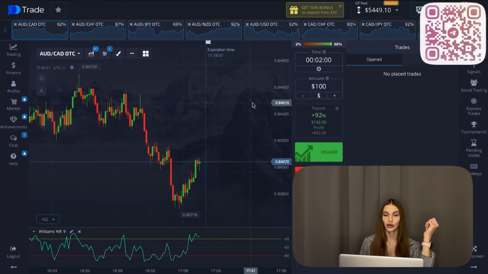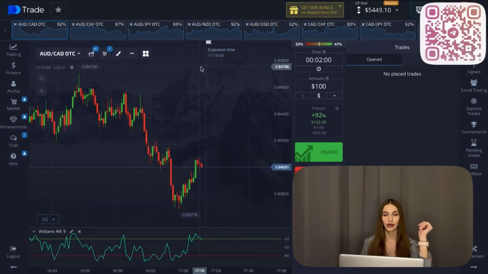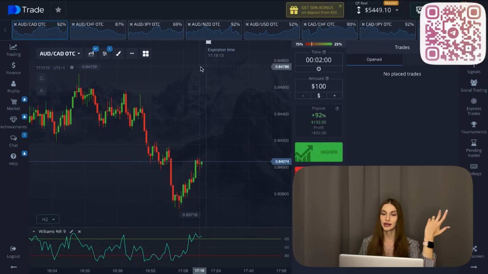I added all OTC pairs to my chart. I will open deals on pairs with a payout of more than 70% to comply with risk management. If you open deals with a payout of less than 70%, then your risk will be higher than your profit, which is not profitable for us because I want to disperse my deposit today.